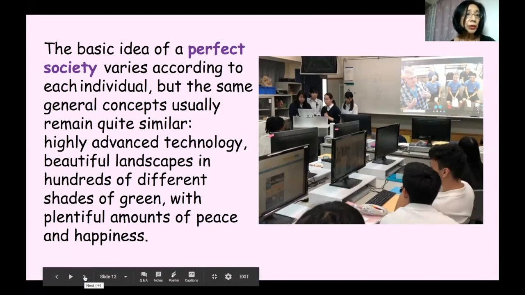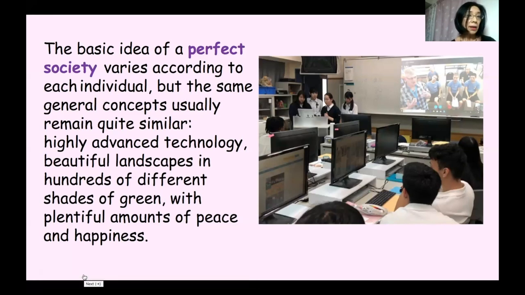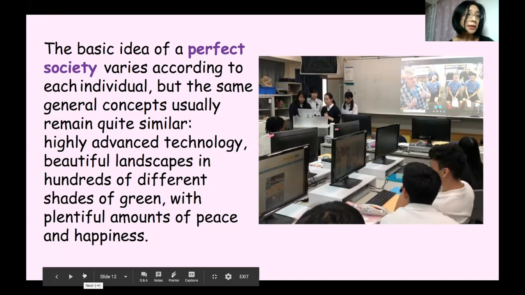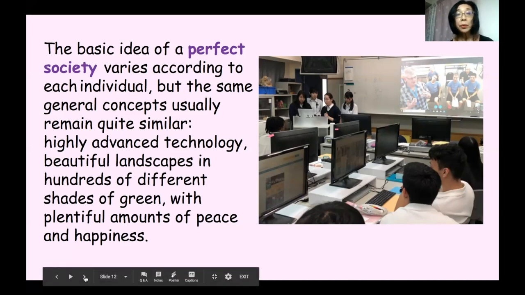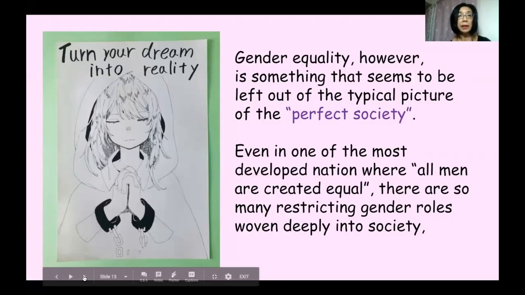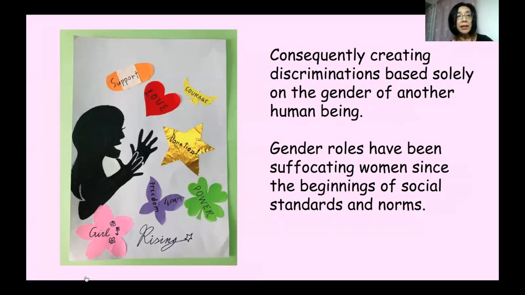Now I'd like to share one of my students' thoughts about a perfect society. The basic idea of a perfect society varies according to each individual, but the same general concept usually remains quite similar. Highly advanced technology, beautiful landscape in hundreds of different shades of green, with plentiful amounts of peace and happiness. Gender equality, however, seems to be left out of the typical picture of the perfect society. Even in one of the most developed nations, where all men are created equal, there are still many restricting gender roles woven deeply into society, consequently creating discrimination based solely on the gender of another human being. Gender roles have been suffocating women since the beginning of social standards and norms.